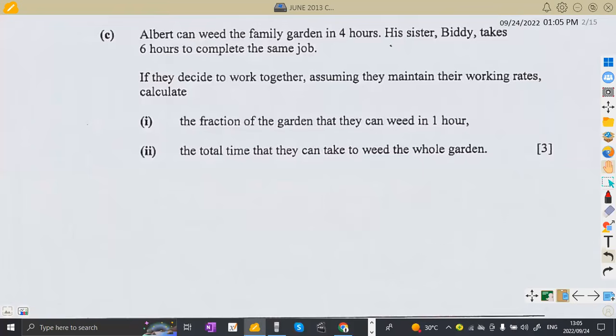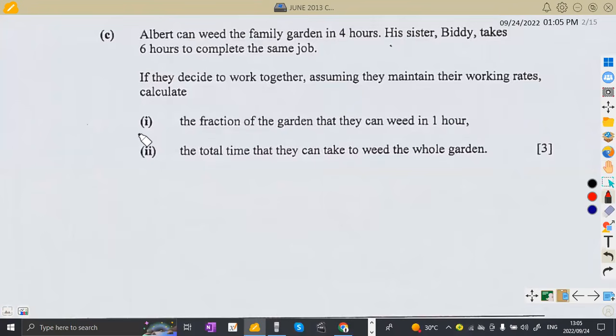So now we are given that if they decide to work together, assuming they maintain their working rates, which means they are still maintaining the same way that they were doing before, what is the fraction of the garden they can complete to weed the garden in 1 hour? Like, in terms of time, what are they going to take to complete the whole garden together? Okay, so I want you to understand this question, guys.